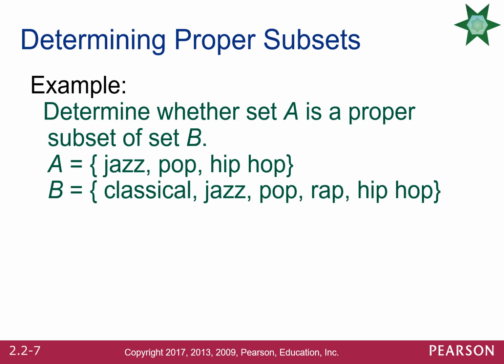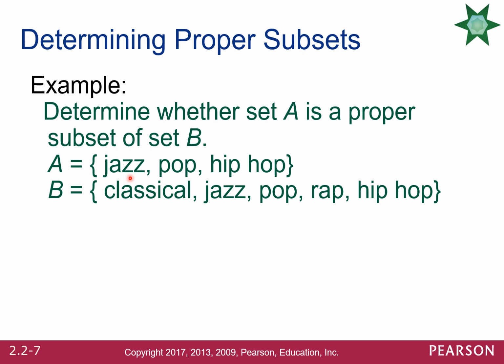Let's pull up set B, which has classical, jazz, pop, rap, and hip hop. So is A a proper subset of B or not? We scan through the elements in set A and B, and we see that B and A are not equal sets. All right, there are some extra elements in set B. So what do we have in B which we don't have in A? The element classical, we also don't have the rap.